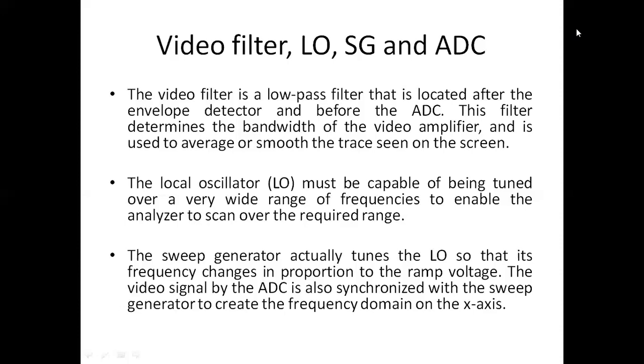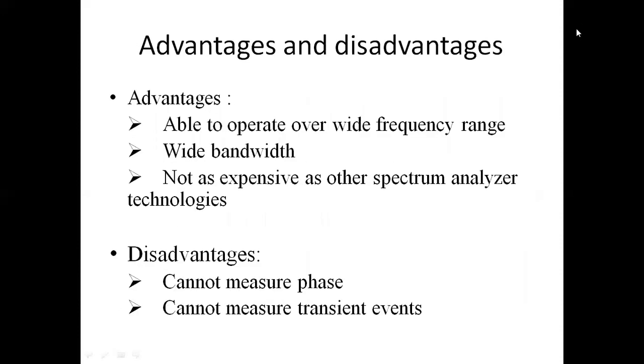The local oscillator must be capable of being tuned over a very wide range of frequencies to enable the analyzer to scan over the required range. Generally, we use this spectrum analyzer for a wide range. That's why the local oscillator needs to be capable of covering this wide range. The sweep generator tunes the local oscillator so that its frequency changes in proportion to the ramp voltage. This ramp voltage is used to measure the signal in the frequency domain on the x-axis.